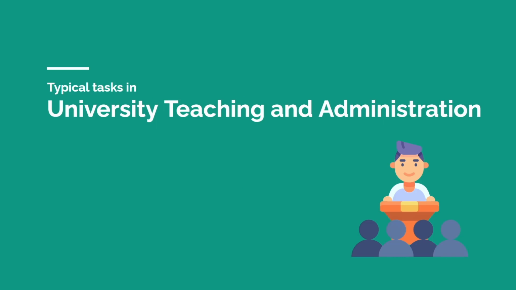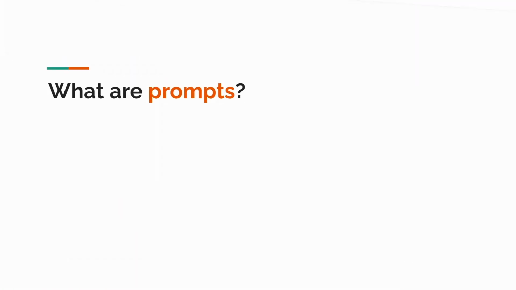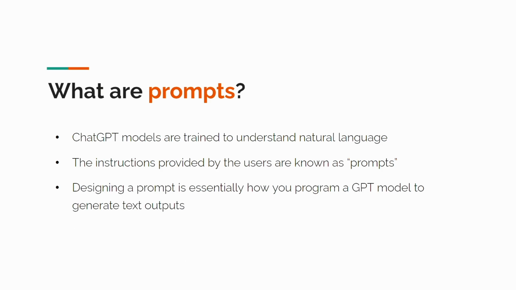Let's consider some typical tasks in university, such as suggesting course or seminar outlines, drafting emails and announcements, and modifying the language, writing style, and tones. Let's begin with understanding prompts. ChatGPT models are trained to understand natural language, and the instructions provided by the users are known as prompts. Designing a prompt is essentially how you program a GPT model to generate text outputs.